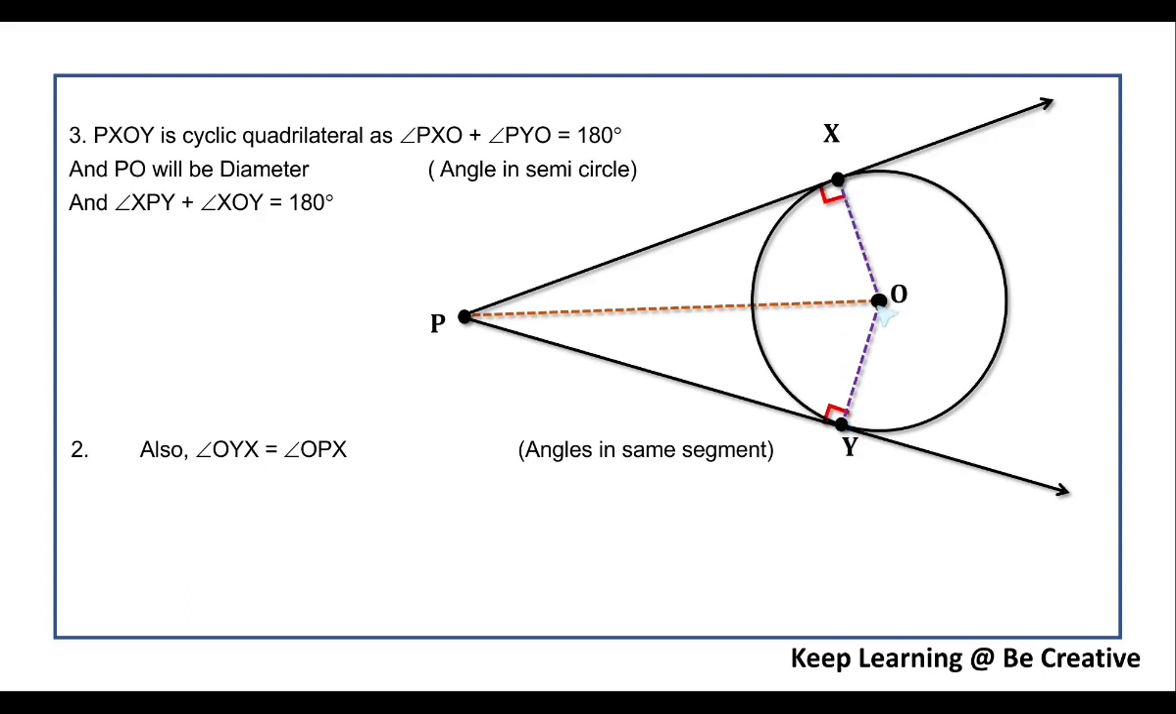Next, what else we can prove here is that angle OYX and angle OPX are also equal, because they are angles in the same segment. If this quadrilateral is circumscribed by the circle, then OX is subtending angles XYO and XPO on the circumference or the boundary of the circle. So that's why we can say that these two angles will be equal. Also in a similar manner we can prove that angle OXY will be equal to angle OPY.